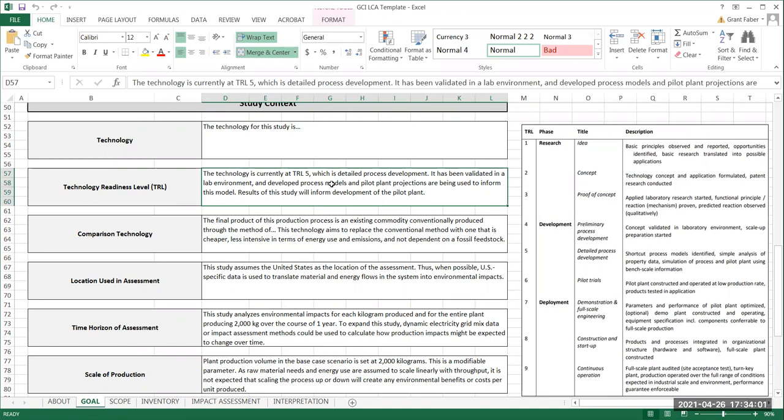So there's a couple of these throughout just to provide a little bit of help for maybe some of the more complicated parts of performing the assessment and using the template. However, of course, these are just snapshots.